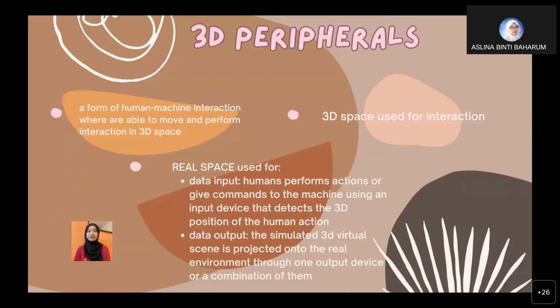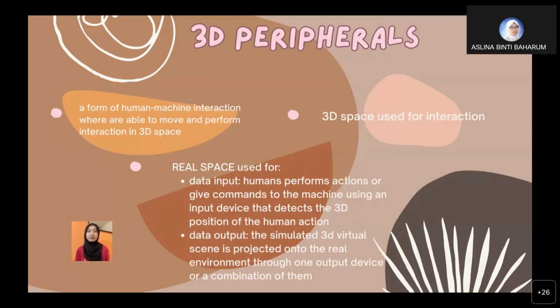3D peripherals. 3D peripherals are a form of human-machine interaction. We are able to move and perform interaction in 3D space. The 3D space used for interaction can be the real physical space, a visual space representation simulated in the computer, or a combination of both.